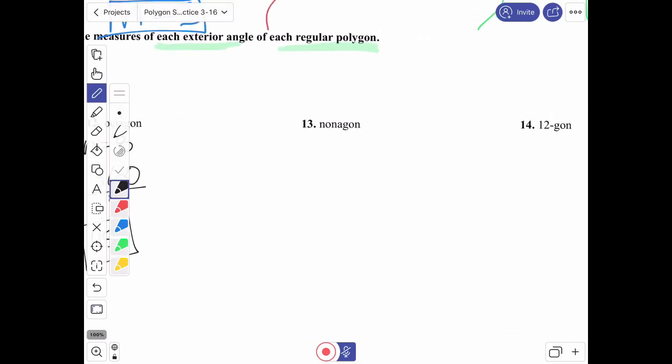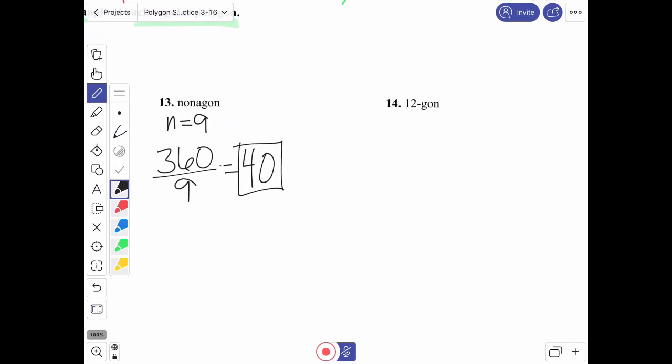13, I'm dealing with a nonagon, which is a 9-sided shape. Again, you only have to memorize up to a heptagon. You don't have to know what a nonagon is, but hopefully you've seen it enough. You kind of know it's a 9-sided shape by now. So I'm going to take 360 divided by 9, and you get 40 degrees. Number 14, I have a 12-gon, so that's when n equals 12, or a 12-sided shape. And so I'm going to take 360 divided by 12, and I get 30.